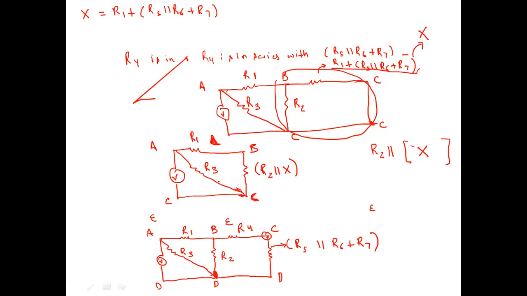So again, if I look at this network, R1 is connected between what point? If you see, there is a common point here. B is a common point here. So I can safely say that R1 is in series with R2 parallel to X. So I can again reduce the circuit.